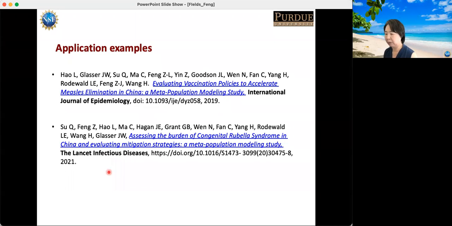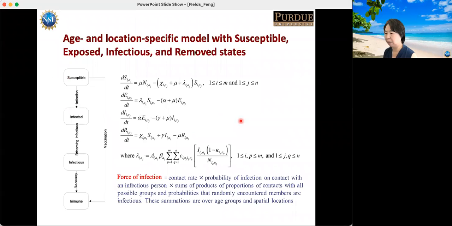So I'll just show you the applications quickly. Okay, this is the model I showed you earlier, right? The model with the two structures, age and spatial location. In China, there are 31 provinces and other districts. Those form the spatial structure, and then within that there is the age structure, for measles or rubella, which are childhood diseases.